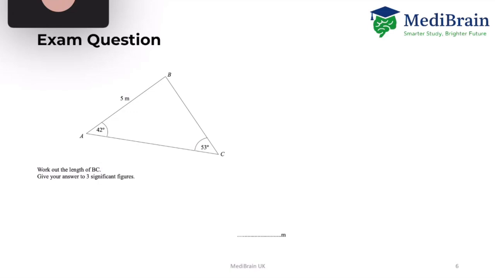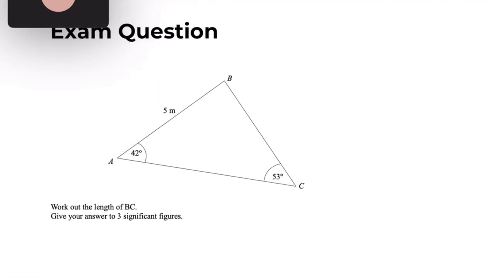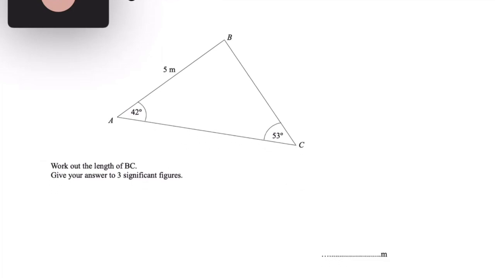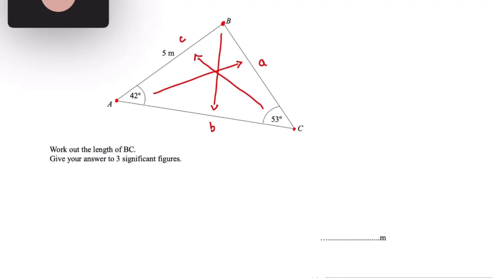It says work out the length of BC. So how do we do this? We've got our corners labeled for us this time, so I'm not going to label them again. Capital A over here, so the side which is opposite A is going to be lowercase a. We've got capital B over here, so the side opposite B is going to be lowercase b. And then we've got capital C over here, so the side opposite C is going to be lowercase c. Just like that. We need to work out the length of BC. BC is from B to C, so it's this.